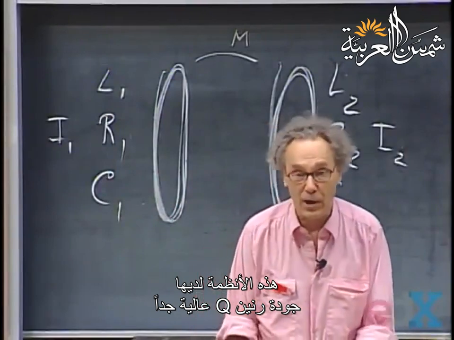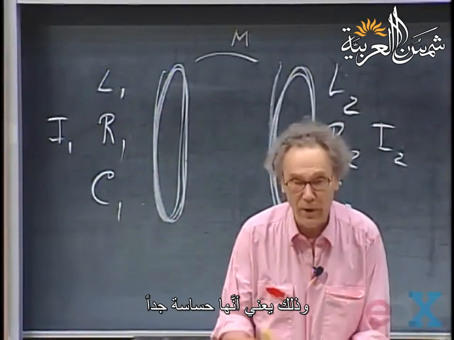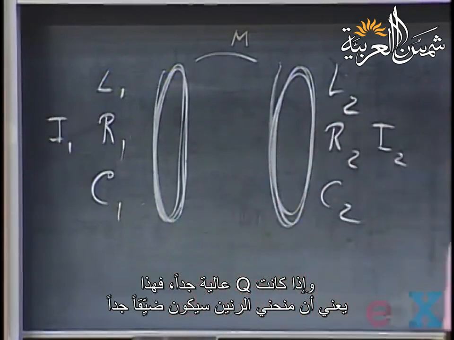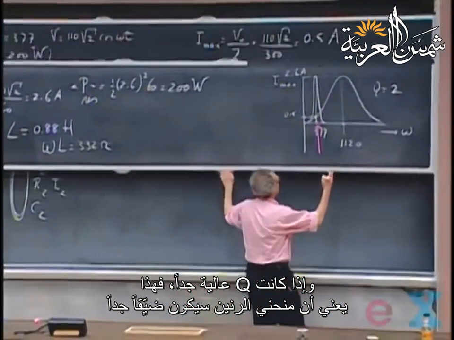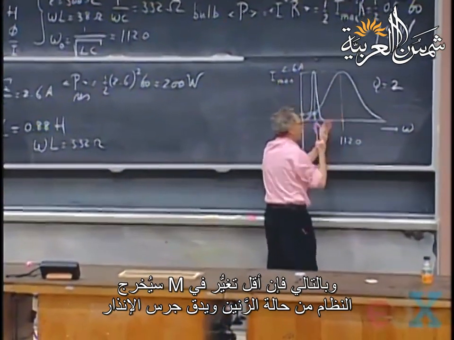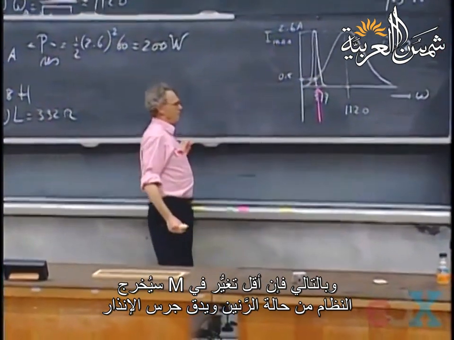These systems have very high Q. Very high Q means they're extremely sensitive. If you have very high Q, that curve is extremely narrow, and so with the slightest change in M, you go off resonance and you get your alarm.